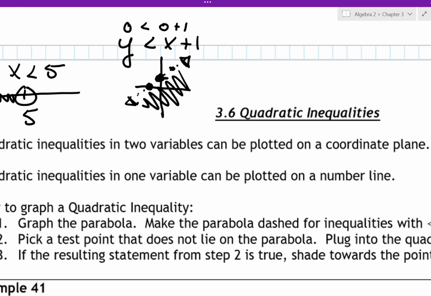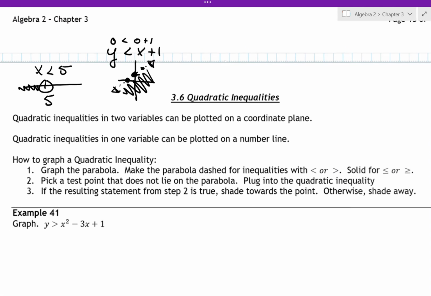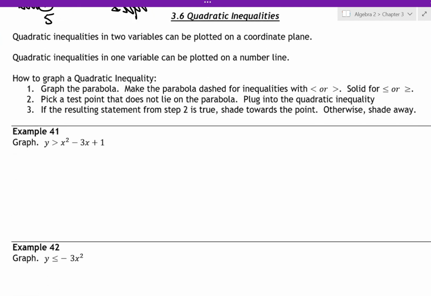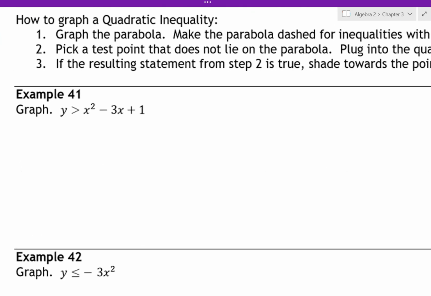So that's the easier version, and now we're doing the quadratic inequality, so we're going to have to graph quadratics and then shade. So let's look at number 41 here. Graph y is greater than x squared minus 3x plus 1. So this is in standard form, and we might not remember it very well, but we do negative b over 2a to get the vertex. So if I plug in negative b, that's going to be negative 3 over 2 times 1, which is going to be 3 halves.